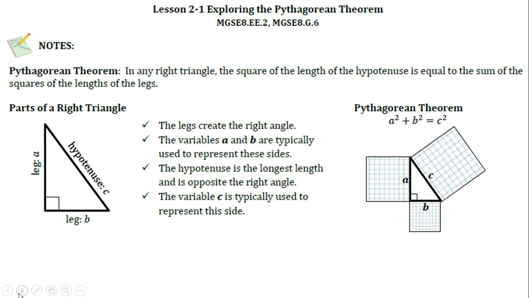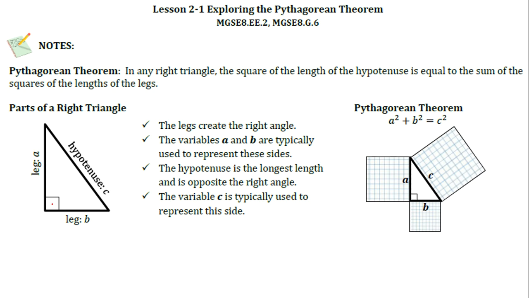First of all, let's look at the parts of a right triangle. In our diagram, you notice that we have the right triangle, which has a right angle. The two sides that create the right angle are known as the legs. Typically, the variables a and b are used to represent the legs of a right triangle.